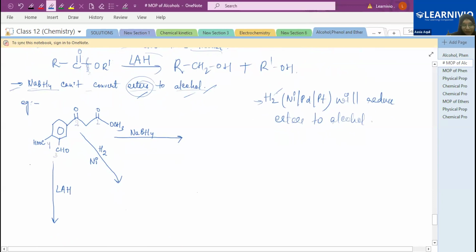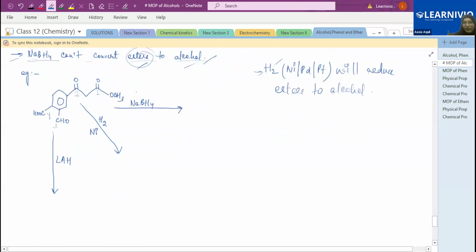Now first, when you are adding a weak reducing agent, sodium borohydride, tell me which group will be reduced. This is your first group, COOCH3. This is your ester. COO group is basically the ester group, right? This is your CO group, ketone group. This is your aldehyde, and this is your carboxylic acid.